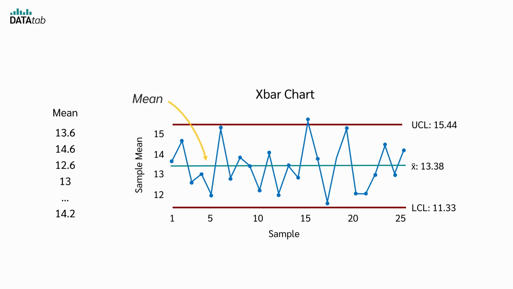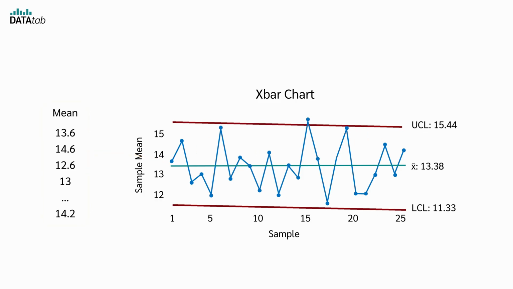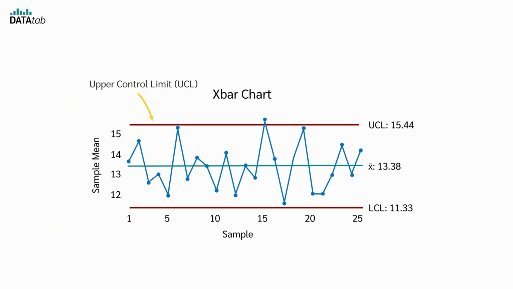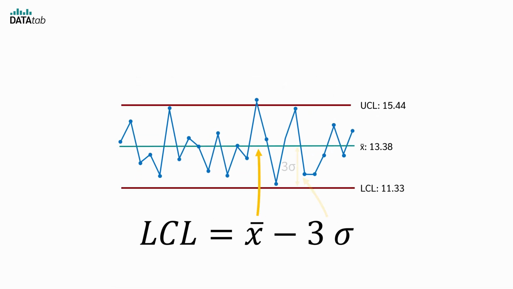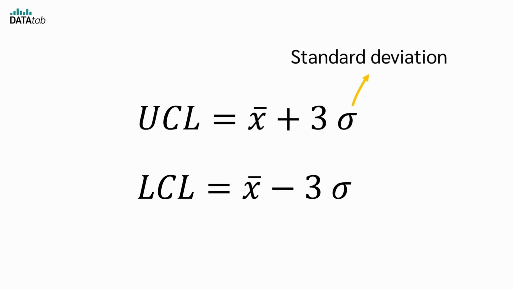The center line is simply the mean value of all values, so we just calculate the mean value of all points. The red lines are the upper and lower control limits. The upper control limit, UCL, is the threshold above the central line, usually set at 3 standard deviations from the mean. It indicates the upper boundary of the process variation. The lower control limit, LCL, is the threshold below the central line, also set at 3 standard deviations from the mean, and it represents the lower boundary of the process variation. So the UCL is just the overall mean plus 3 sigma, and the lower control limit is the mean minus 3 sigma. Here, sigma is the standard deviation.